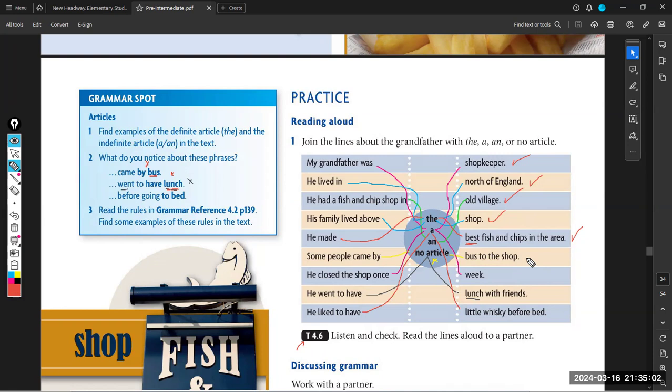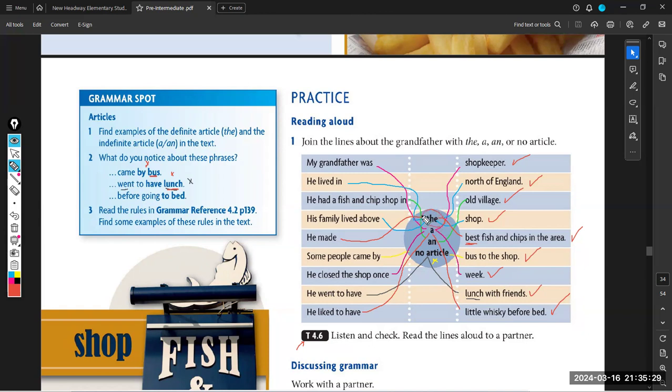Some people came by bus to the shop. So, no article. He closed the shop once a week. Once a week, once a year, it is a. He went to have lunch with friends. So, with meals, no article. Finally. He liked to have a little whiskey before bed. So, a few, a little, absolutely with a.